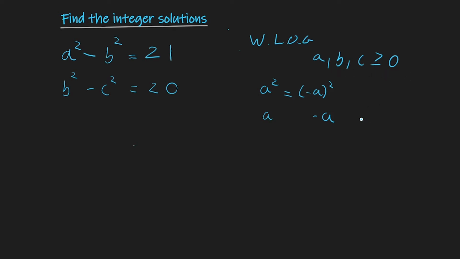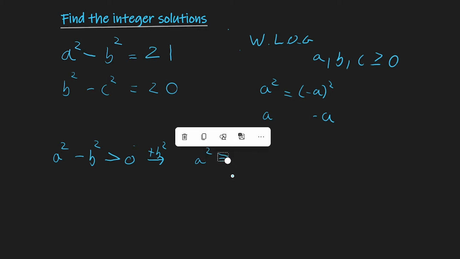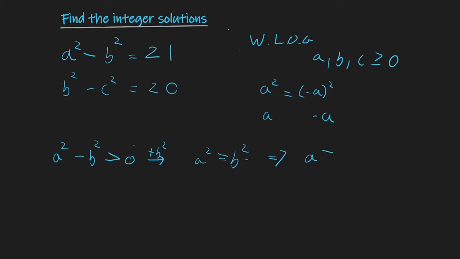And then we'll notice that if I have A squared minus B squared, it's 21, and more generally it's greater than 0. And because it's greater than 0, I can add B squared on both sides without changing the inequality sign. So A squared is greater than B squared. And because that's greater than B squared, then A is greater than B, again, because we have assumed that A, B, and C are greater than or equal to 0.